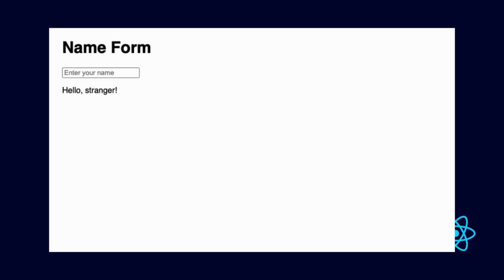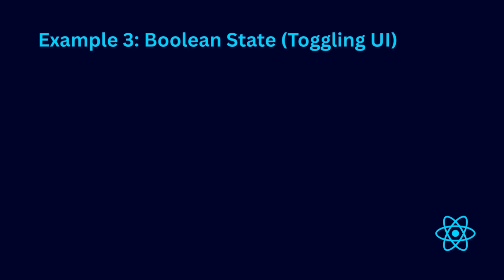And this is how our output looks. This example demonstrates how useState works with text inputs. The input is fully controlled by React state, making the UI always stay in sync with the data. Now we will see one more example for Boolean state, that is toggling UI.